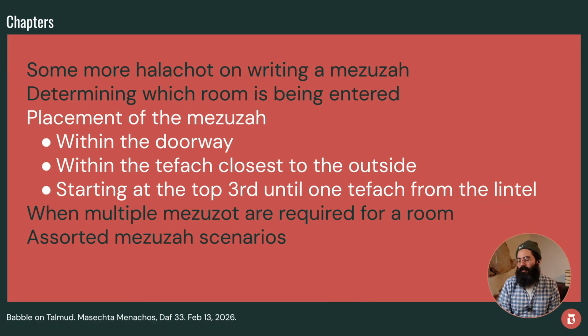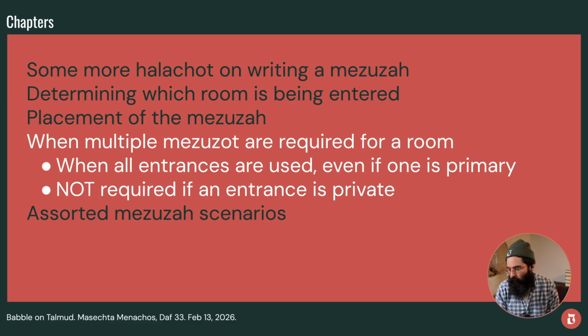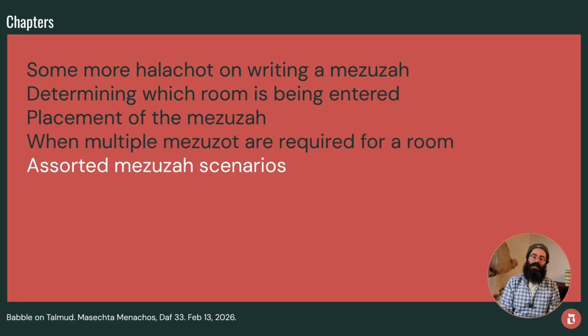Placement of the mezuzah within the doorway: within the tefach closest to the outside, starting at the top third until one tefach from the lintel. It also needs to be on the right side, but we didn't learn about that specifically today. When multiple mezuzahs are required for a room, when all entrances are used, even if one of them is primary, so long as all of them are used, you have to put mezuzahs on all of the doorways. It is not required if an entrance is private, as we saw by Rebbe, though again, I don't know what we say halacha l'maaseh. And we saw assorted mezuzah scenarios, all sorts of interesting cases with different corners and all sorts of things.